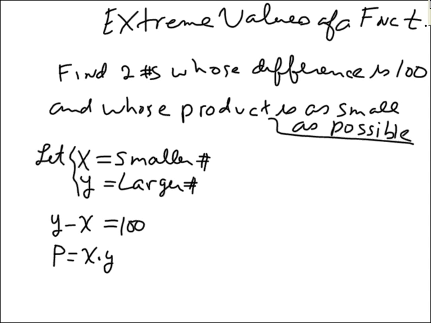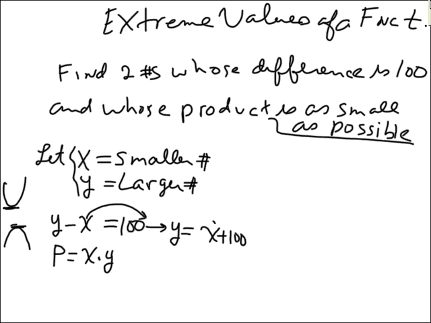What we want to do is get the product in terms of one variable. For example, if it turns out to be a quadratic, we have a way of finding the extreme values, the lowest or the highest value. It happens when x is negative b over 2a. To get p in terms of one variable, let's solve for y by bringing x to the other side. So y is x plus 100.